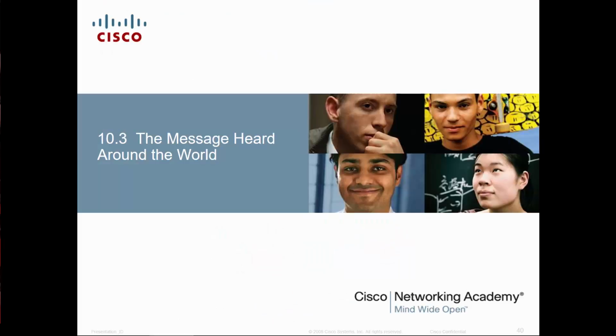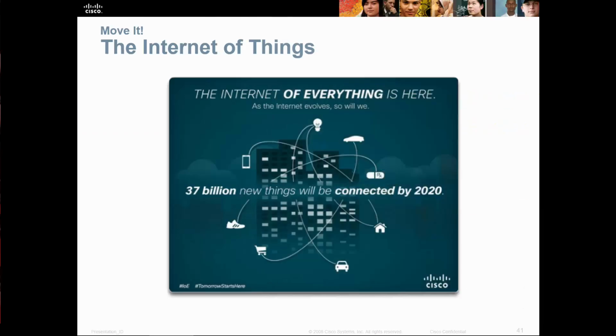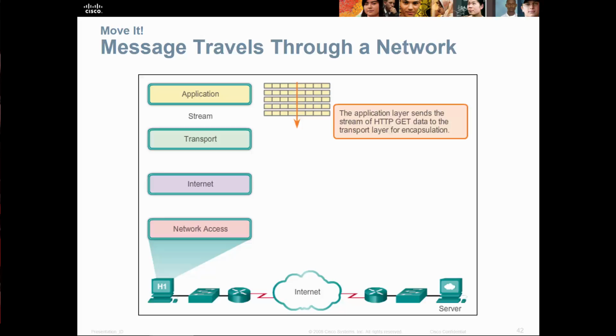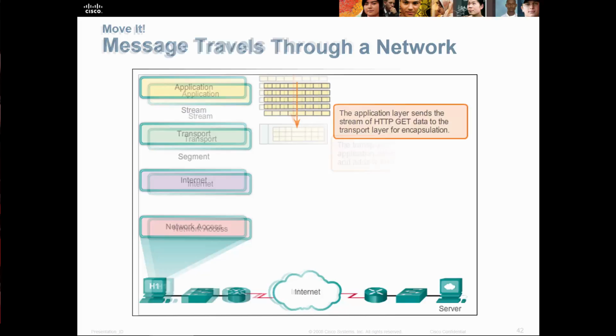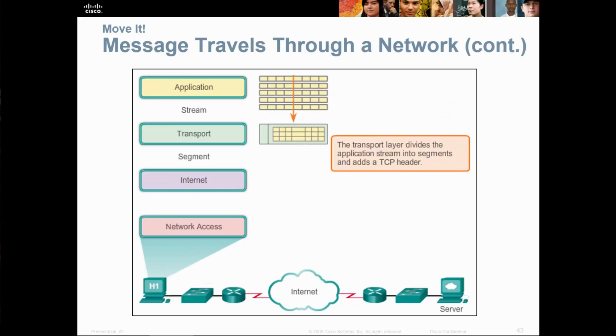All right, so let's talk about things heard around the world. We're going to be looking at the same general concept, but more globally. So the Internet of Everything, or the Internet of Things, is where everything is connected with one another. We have application, transport, internet, network access. That's our TCP/IP model. As we go down, we will divide the application streams into segments and add the appropriate headers.